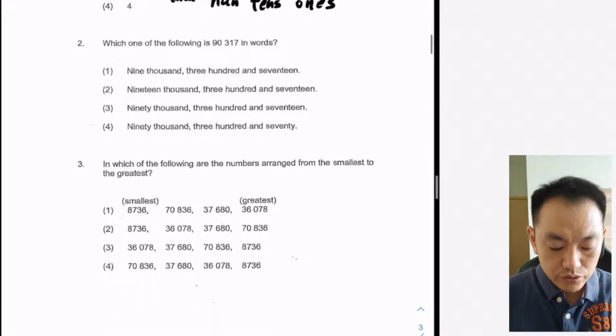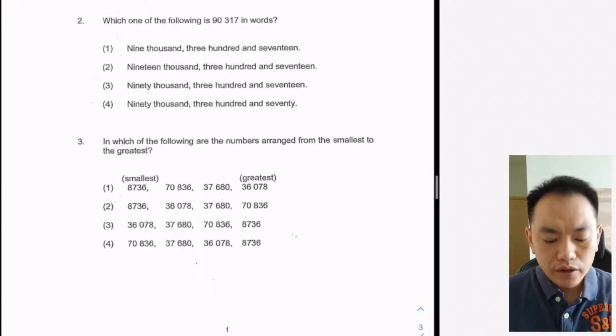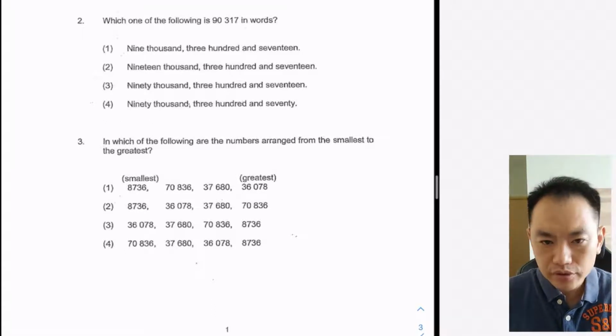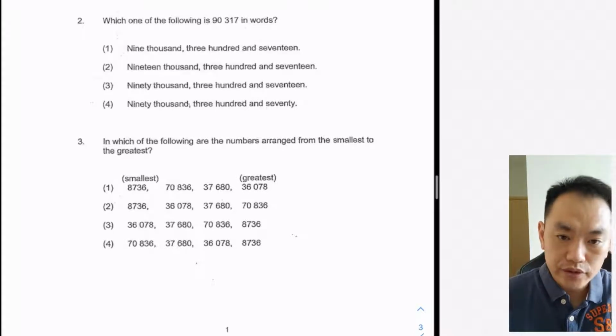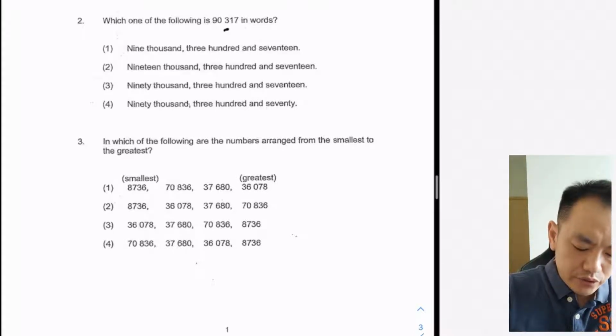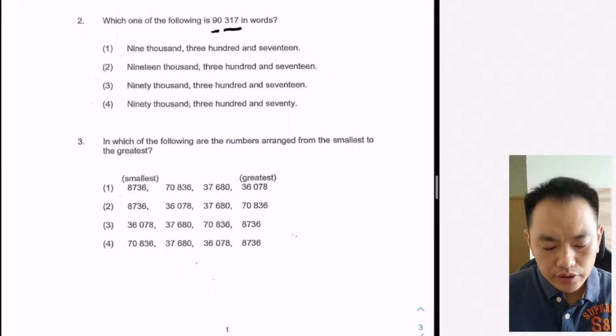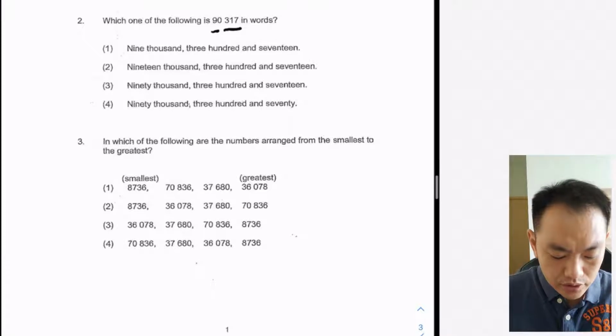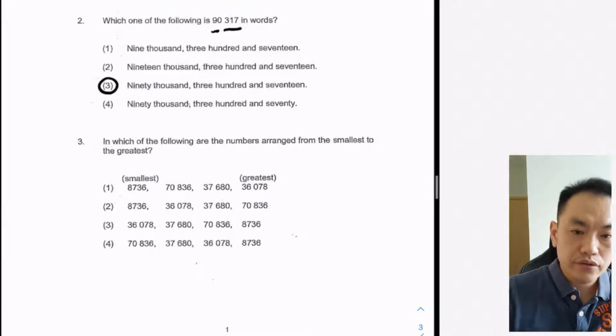Okay, let's move on to question 2. Which one of the following is 90,317 in words, which I've just read it. Okay, so basically when you see a number, every 3 digits you will combine them together. So in this, the first 2 digits, you will read it as 90,000 and then 317. So 90,000. So you will be between options 3 and 4, and then 317. Okay, so the answer is 3.